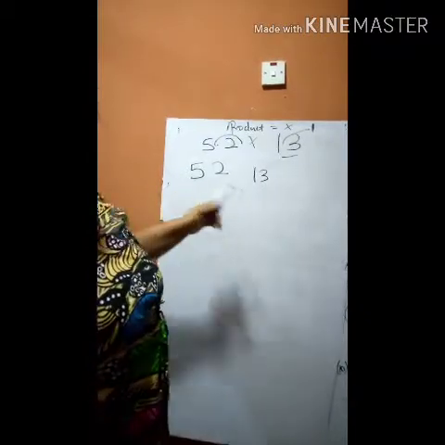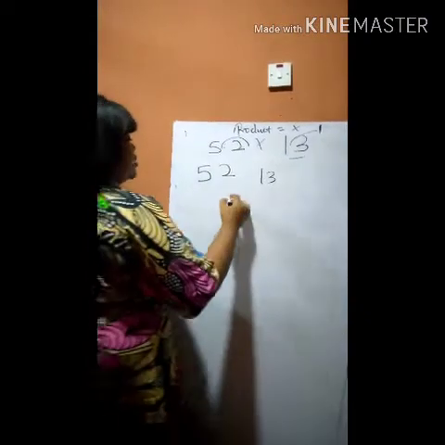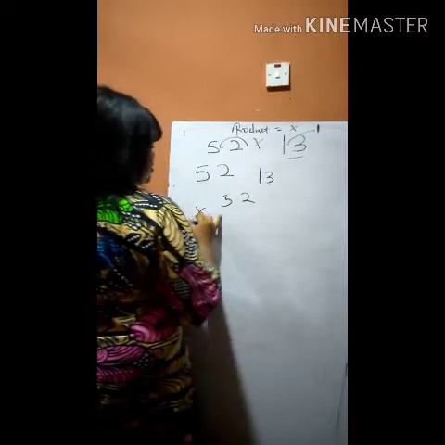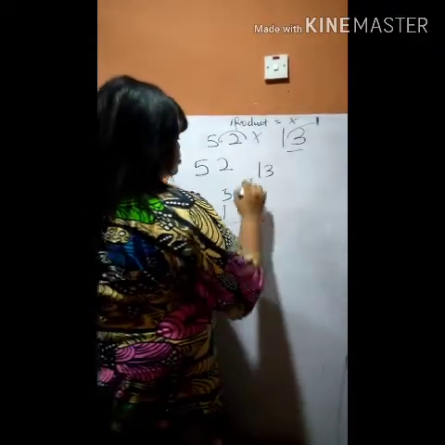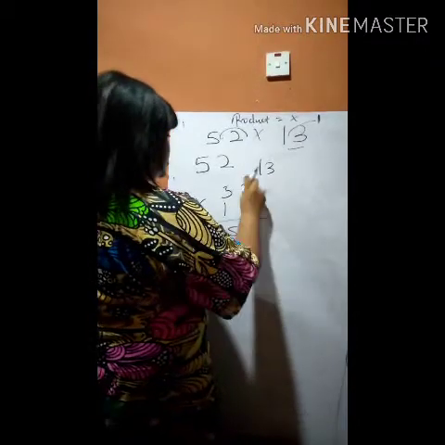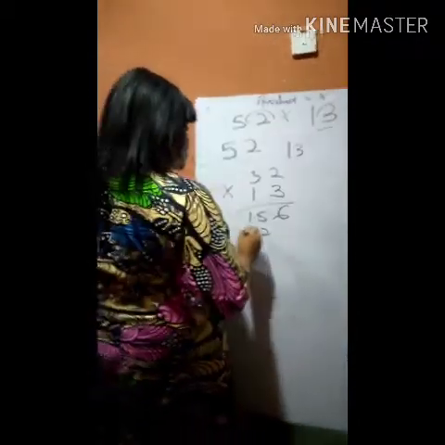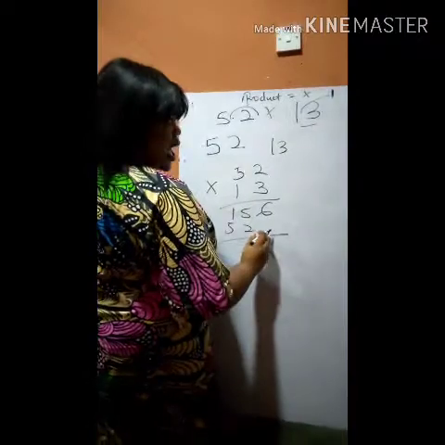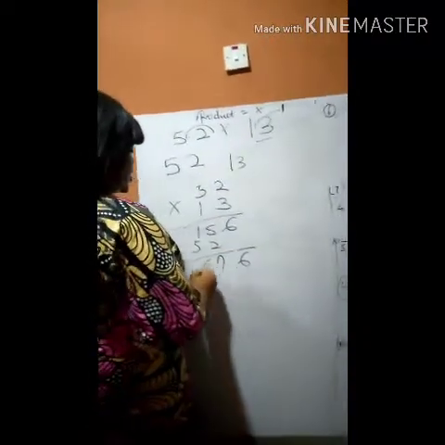So now I have 52 and 13 to multiply. So I say 52 times 13. 3 times 2 is what? 6. 3 times 5 is 15. 1 times 2 is 2. 1 times 5 is 5. My answer here is 676.